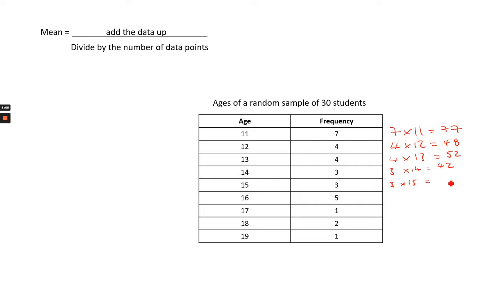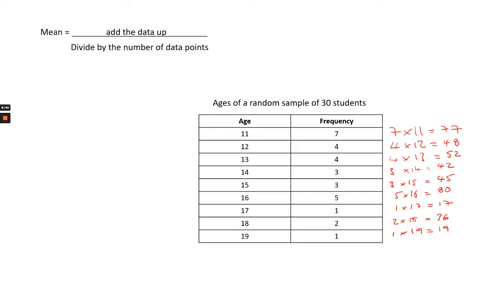3 times 15 now, I get 45. 5 times 16, I get 80. 1 times 17, and I get 17. 2 times 18, I get 36. 1 times 19, and I get 19. Now this is telling me the total age of all 7 people who are 11, right? Then the total age of all 4 people who are 12. And I can keep going like that all the way through the frequency table.